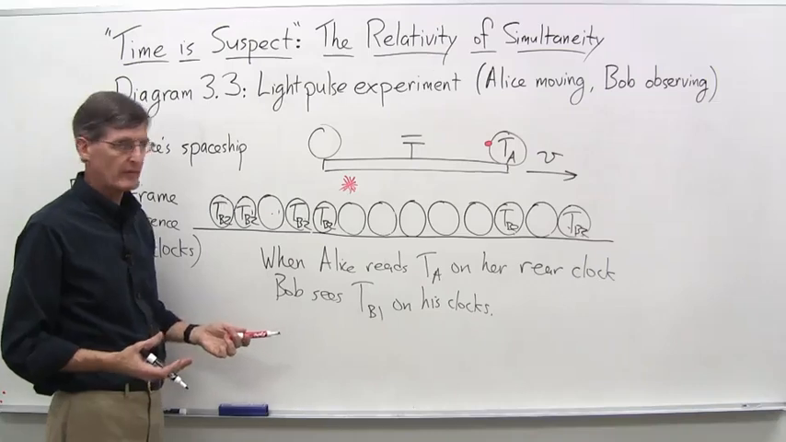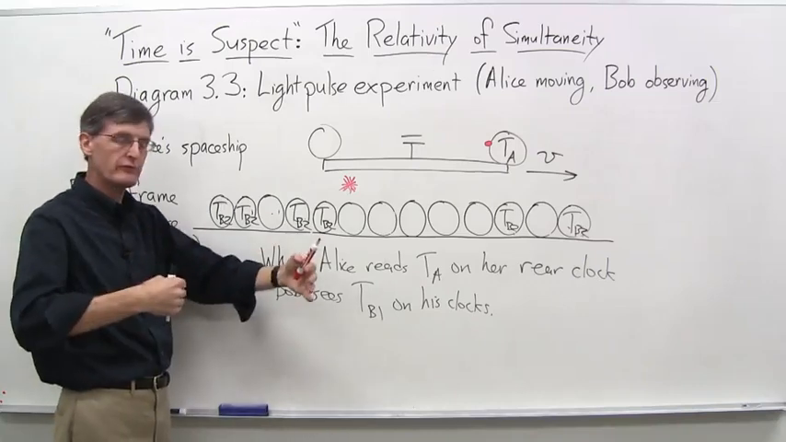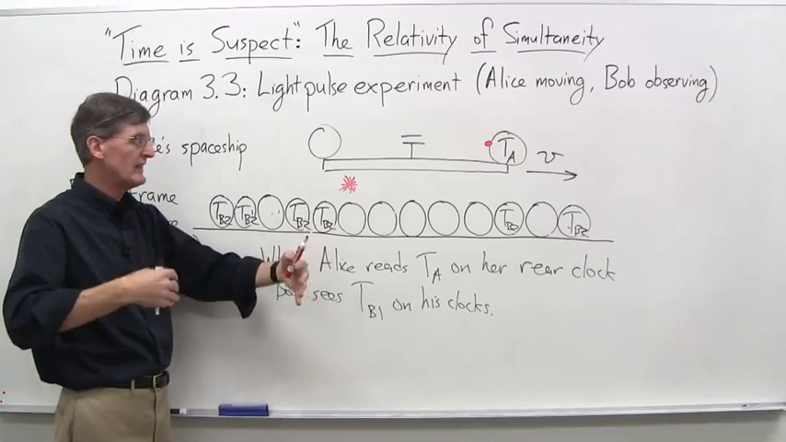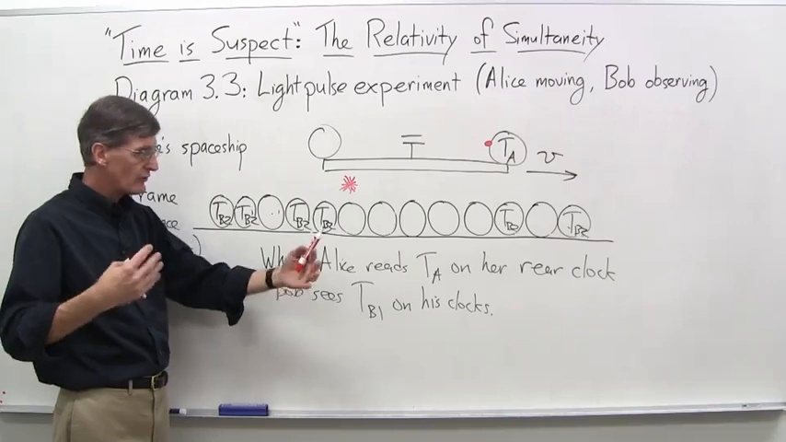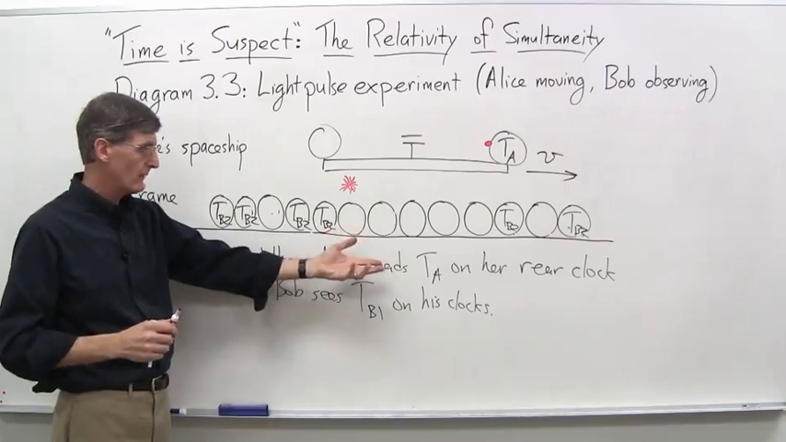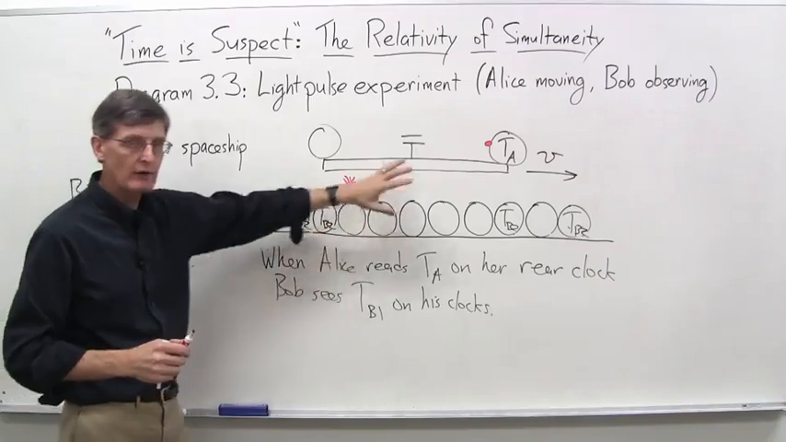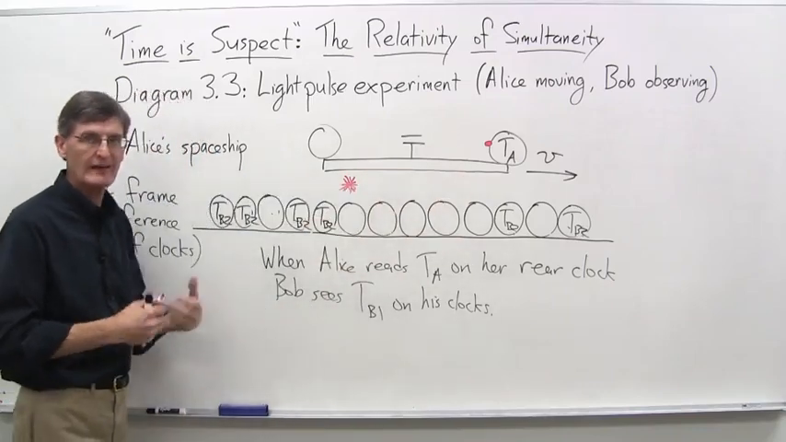Meanwhile, Alice is saying, my clocks are perfectly synchronized. I see both the photons, both the light pulses hit at T sub A. They're simultaneous. My clocks are synchronized. It's your clocks, Bob, that are messed up. In other words, you should be reading the same time on your clocks for the light pulse hits, not different times.